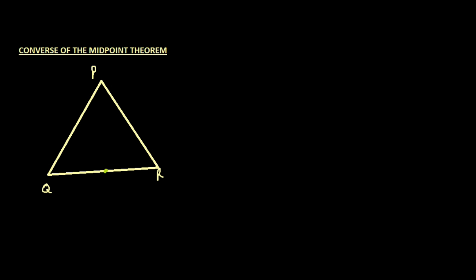So if this point is the midpoint, then that means that this side is going to be equal to this side. Now it says that the line drawn from the midpoint of one side of a triangle parallel to another side. So let me take a line parallel to PQ. So let's say this is the line which is parallel to PQ starting from the midpoint of the side QR. Now what we have to prove is that this bisects the third side, which is the side PR, into two equal parts. So first of all, let's write down what is given to us.